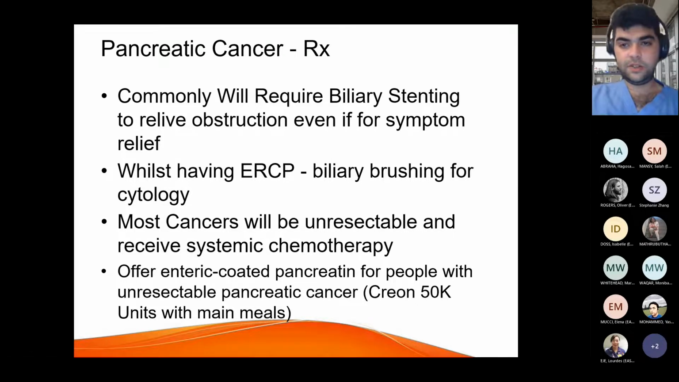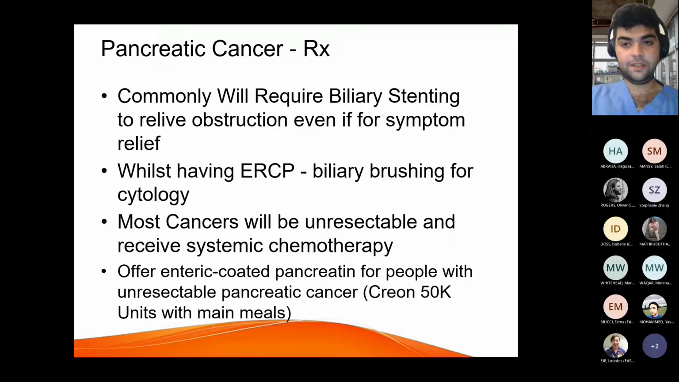The one thing that we do notice that does benefit is giving Creon to pretty much every patient. So in this scenario, this patient had diarrhea, so that's an even bigger reason to give it. People with pancreatic cancer who have diarrhea commonly will have pancreatic exocrine insufficiency. So giving them Creon would improve the diarrhea side of things.